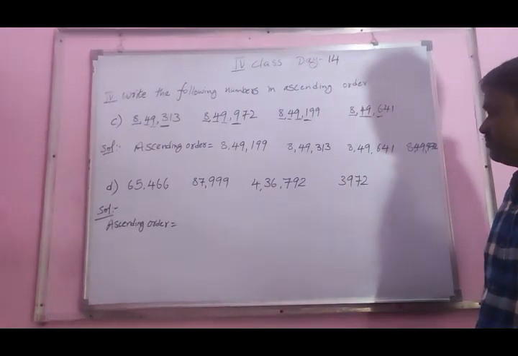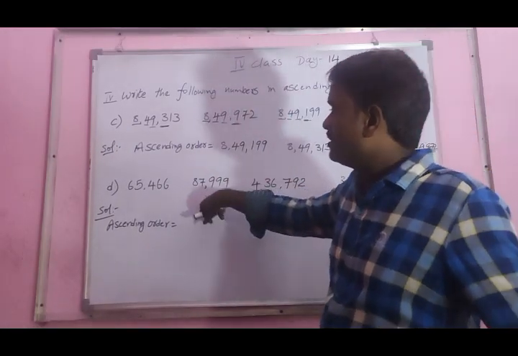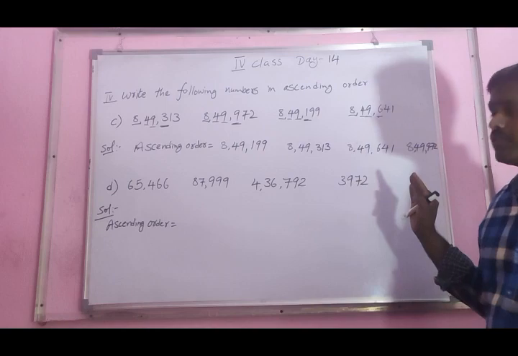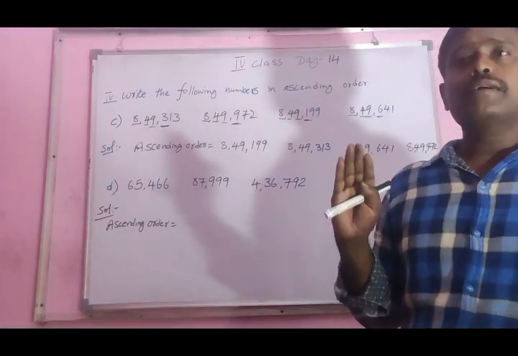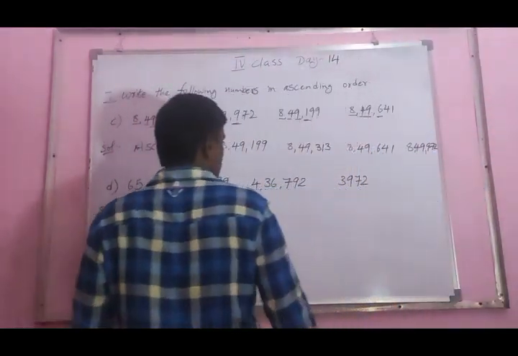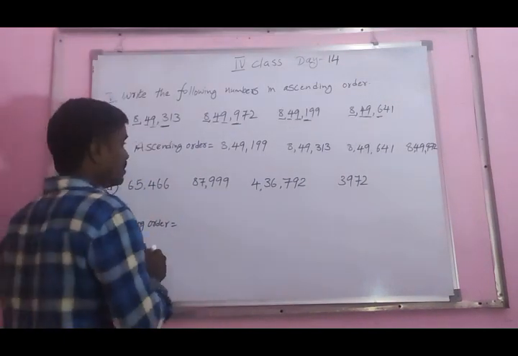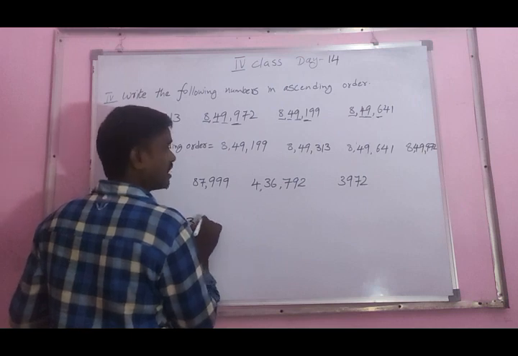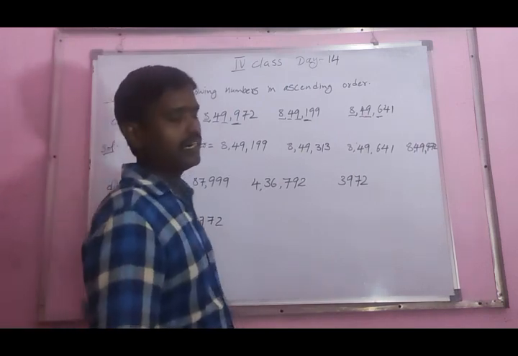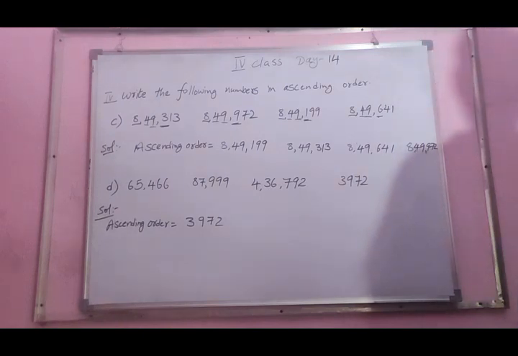Okay. 4 digits, 6 digits, 5 digits, 5 digits. We know that the least digits, that means the 4 digit number, is the smallest number, because we are having 4 digits only and the remaining are big numbers. So 3972. This is the smallest number.